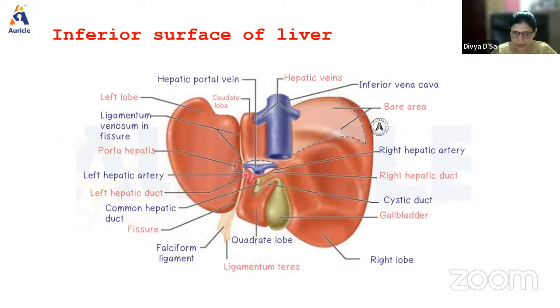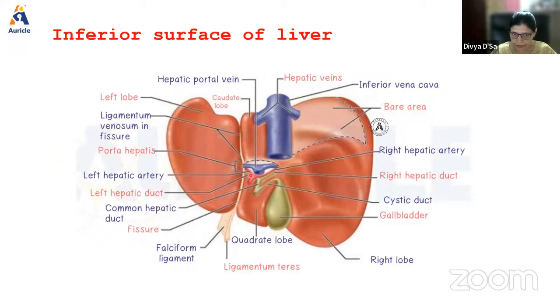Then we have the fissure for the ligamentum teres. This is the fissure for the ligamentum teres. The ligamentum teres hepatis is actually a remnant of the obliterated umbilical vein, the obliterated left umbilical vein.